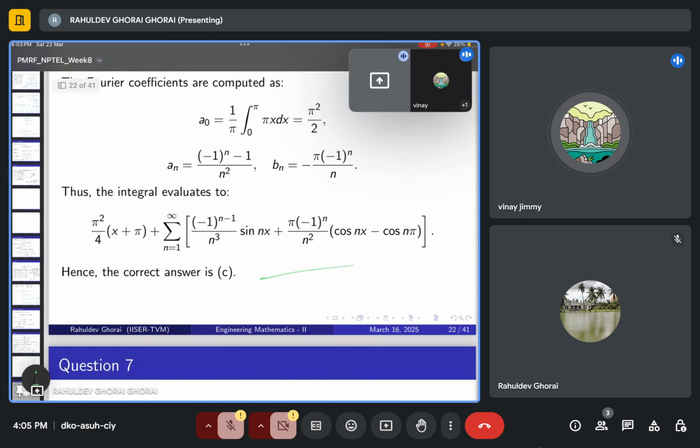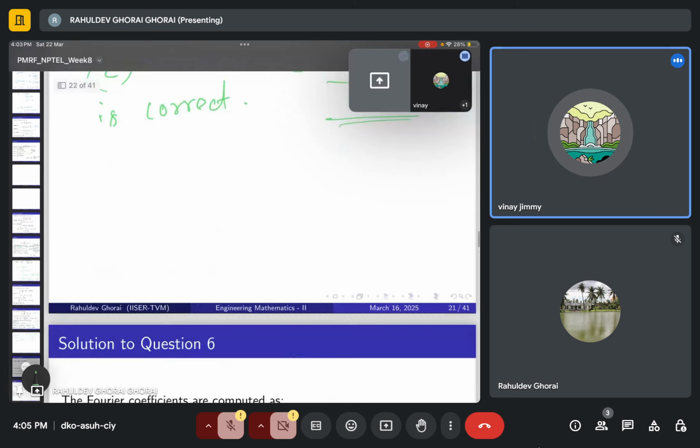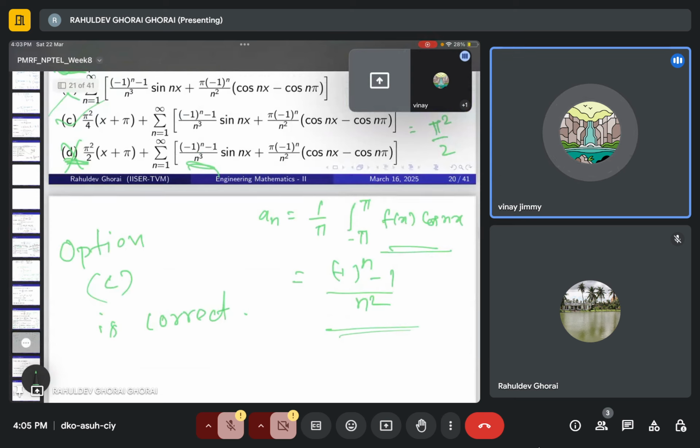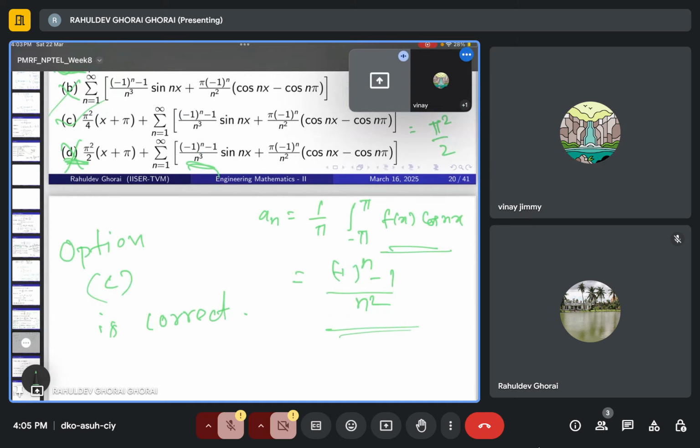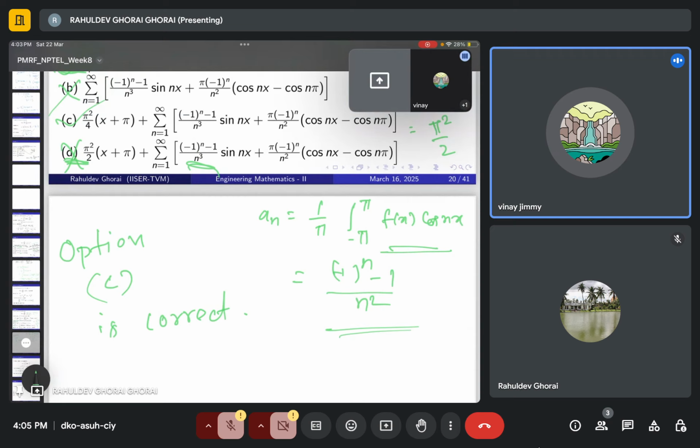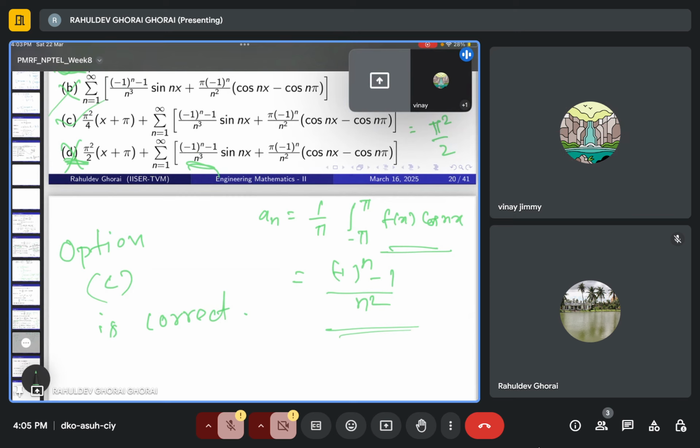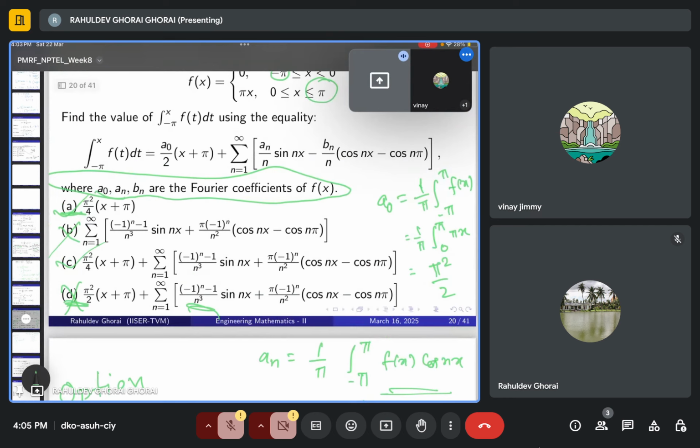Sir, the solution is also given, with bounds minus pi to pi. That is where I made the mistake, 0 to 2 pi, divided by 1 by 2 pi. No, no, no, you should not do that, right? Why do it like 1 by 2 pi? Because a naught by 2 is already here. It is a naught over 2, not only a naught.